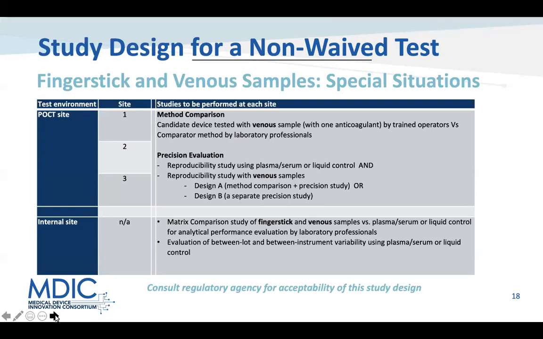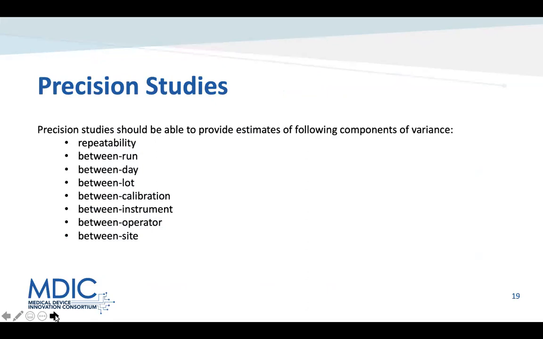So you do a matrix comparison between fingerstick and venous, but the method comparison is done with the venous sample. Again, this is a very special situation. You need to consult the regulatory agency for the acceptability of this study design before you actually venture into doing a study like this. But the blueprint does provide a provision for a special situation of this type. Can you go to the next slide, please?